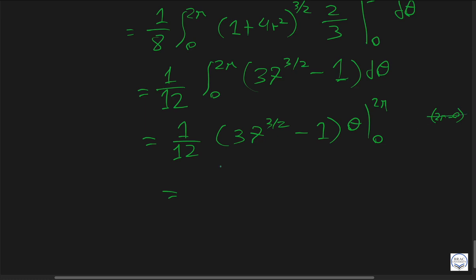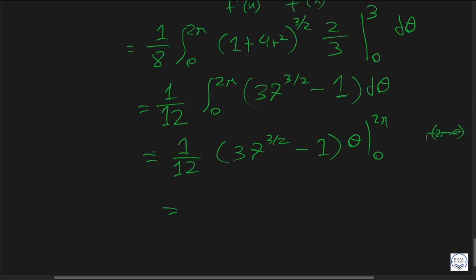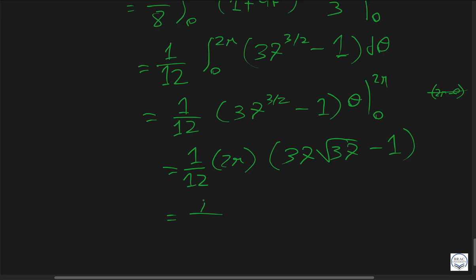So anyways, 1 over 12 times 2 pi, and this is 37 root 37. This is the same thing as 37 to the power 3 by 2, minus 1, and finally we get pi over 6 times (37 root 37 minus 1).